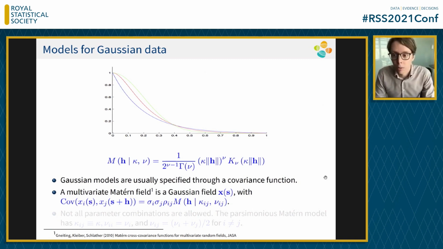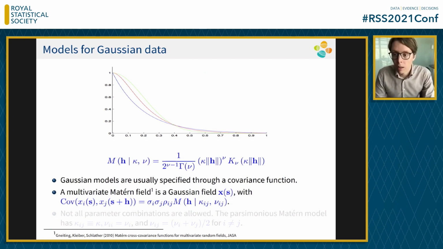A common way of doing this for univariate random fields is to use the so-called Matérn covariance function, or you can see the correlation function here, which has 3 parameters. It has a variance, a correlation range parameter kappa, and a smoothness parameter nu that is changing the differentiability. You can see a few examples of it in the figure here.